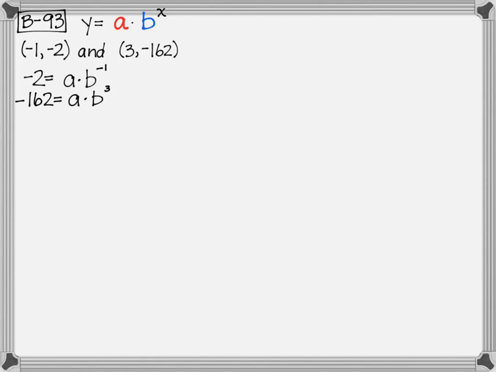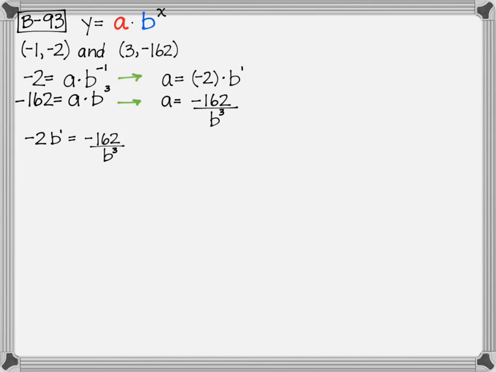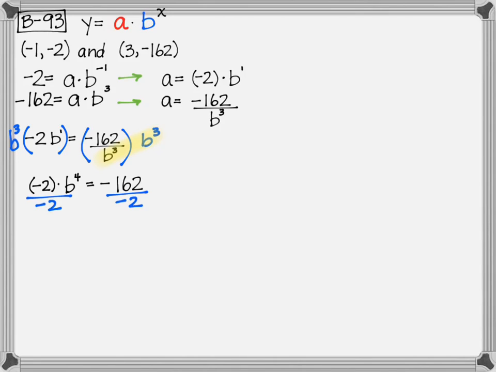Plug them in, write your 2 equations, solve both equations for a, and set the 2 equations equal to each other. Now you have to be a little tricky here, thinking that when I solved for a I would have divided by b to the negative 1, but to divide by b to the negative 1 is multiplying by b to the positive 1, because it's like that reciprocal idea. And so we've got this problem. We're going to multiply both sides by b cubed because we just want to get rid of this denominator here. And when we do that, we have negative 2b to the 4th equals negative 162. Dividing both sides, we get b to the 4th equals 81.